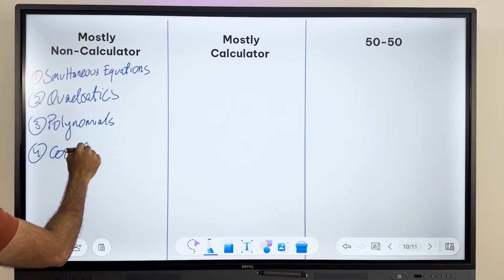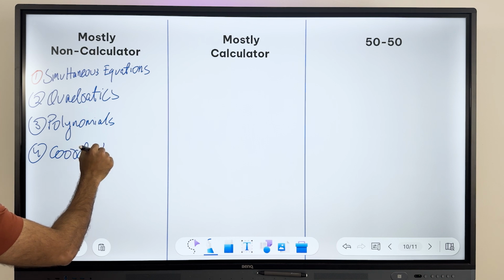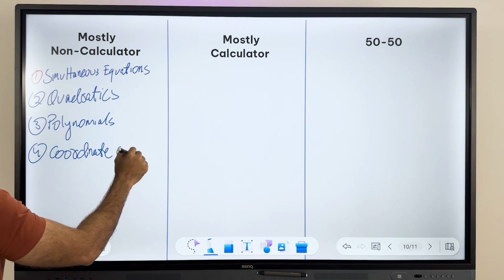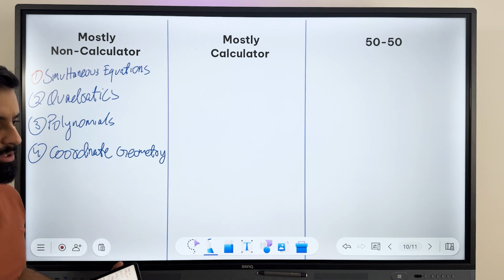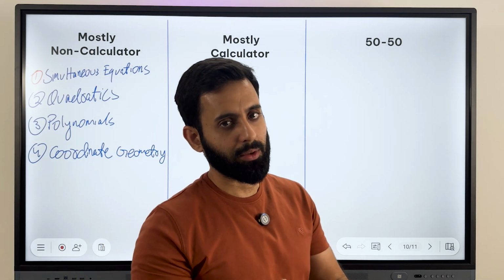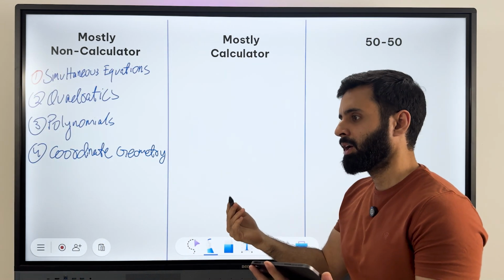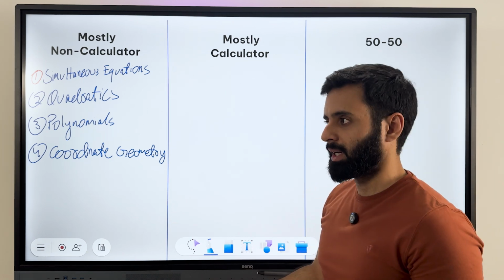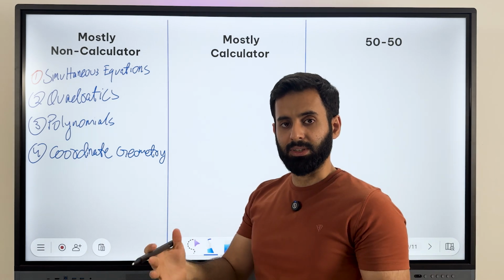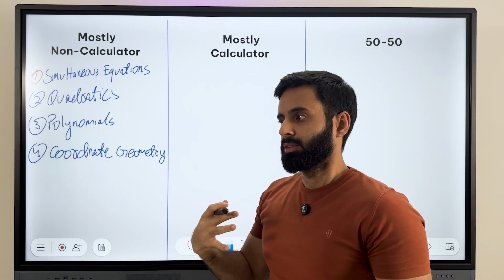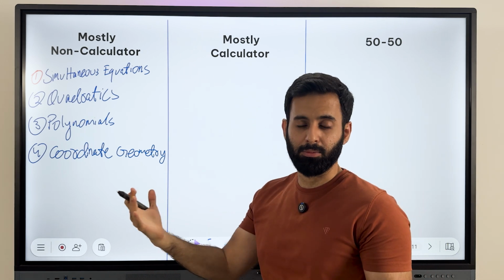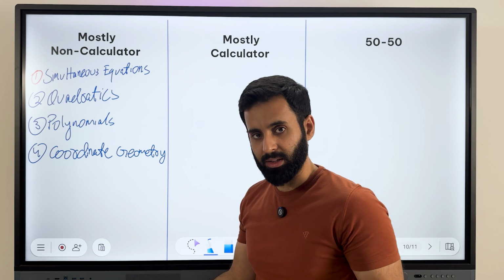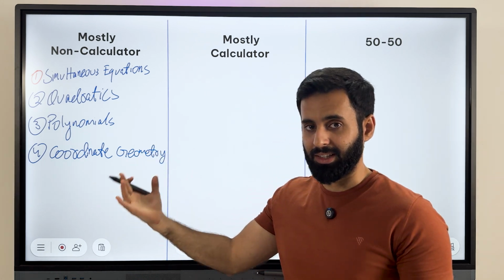Now, most of the questions of coordinate geometry do not require a calculator. For example, you want to find the equation of a straight line, the gradient, the midpoint, maybe the equation of a perpendicular bisector. In some cases, like finding the area, some lengths may be in surd form. So that is where you might need a calculator.